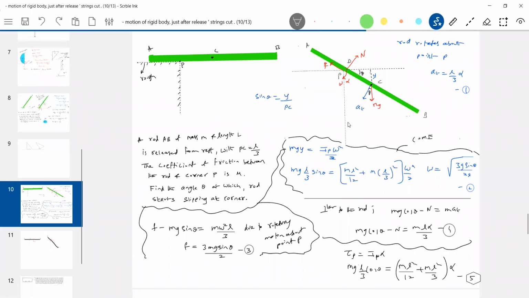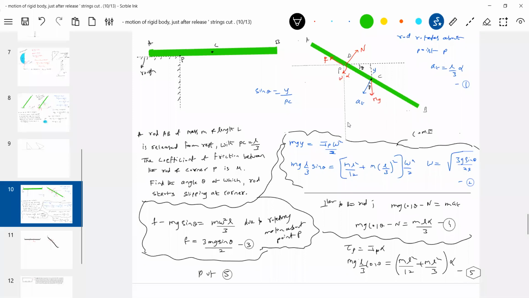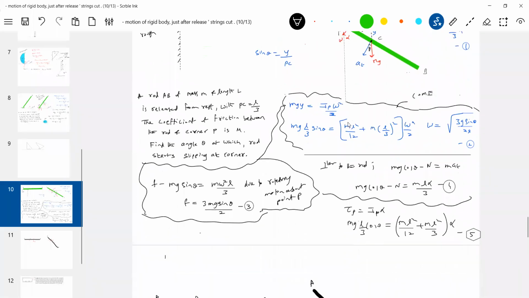Put 5 in 4. N will become equal to 3mg cos theta by 4. Okay, you know F and you know N. For what should happen? First the rod should rotate, then it will slip, no? So therefore, what is the value of mu? Mu should be equal to F by N. Solving this, I'll end up with the answer 2 tan theta.